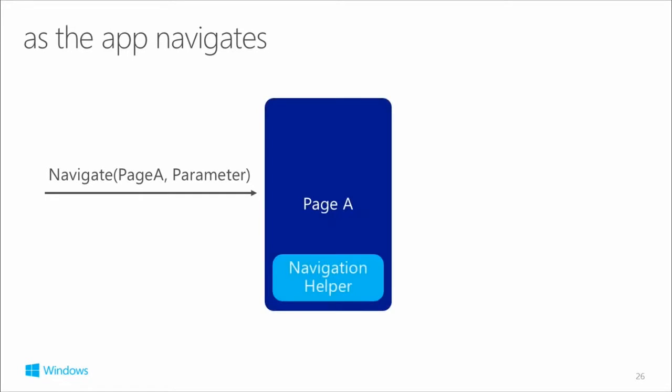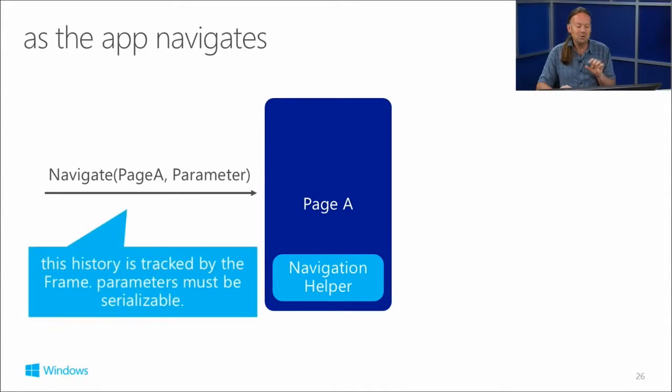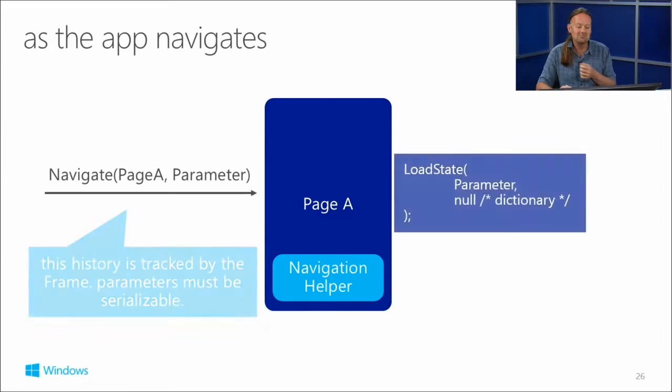Now, as the app navigates to different pages, that navigation helper comes into things as well. We already saw how it helps us with the back key handling, but the other thing it does is help to store a lot of other data. So the frame tracks the navigation history, including the parameters. And actually, this is one interesting thing about those parameters, those objects that you pass in navigation. They have to be serializable, because this is all going to get serialized, and we'll talk about serializers in the next module. It's serializable so you can turn any in-memory objects into data that can be saved.